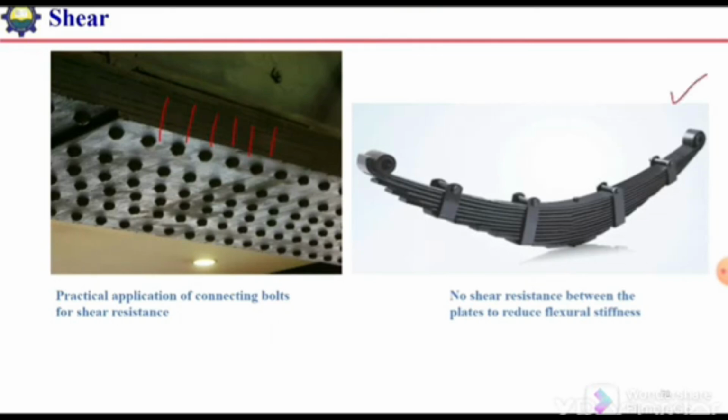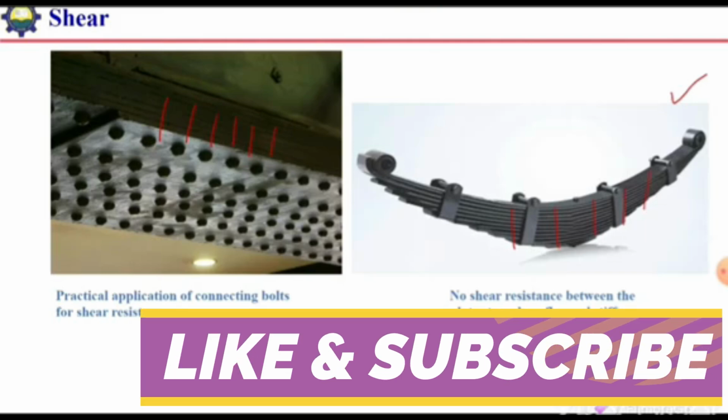In the second case, we have the shock absorber of a vehicle. In that case we do not provide bolts between the plates. This is because in a shock absorber, we need to limit the flexural stiffness of the beam to accommodate and absorb the shocks. If we provide bolts here, the stiffness of this shock absorber will increase significantly, and the purpose for which it is designed will not be fulfilled.